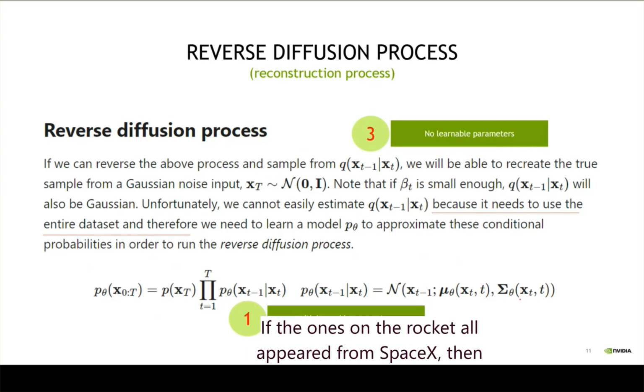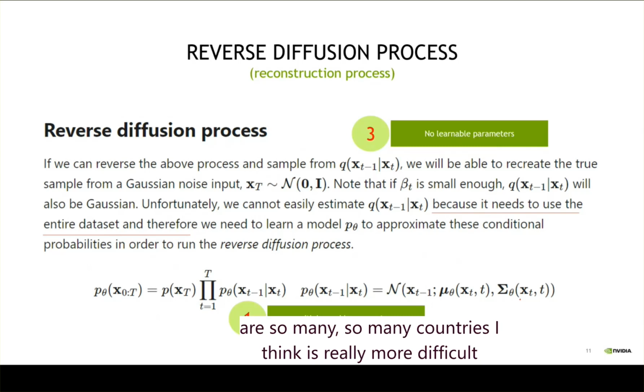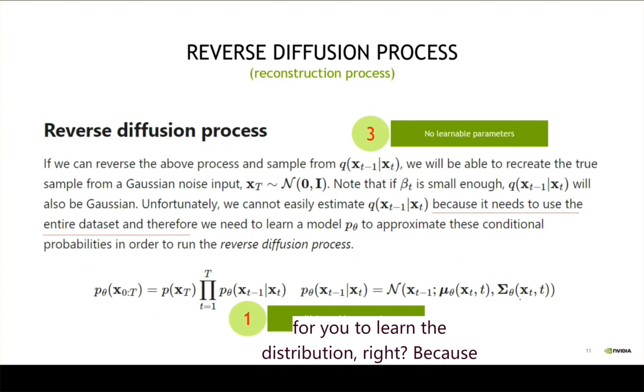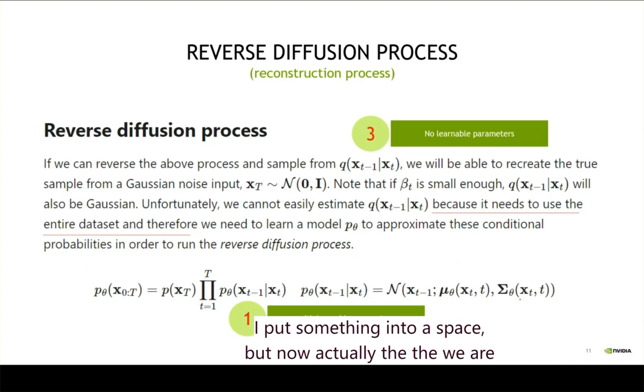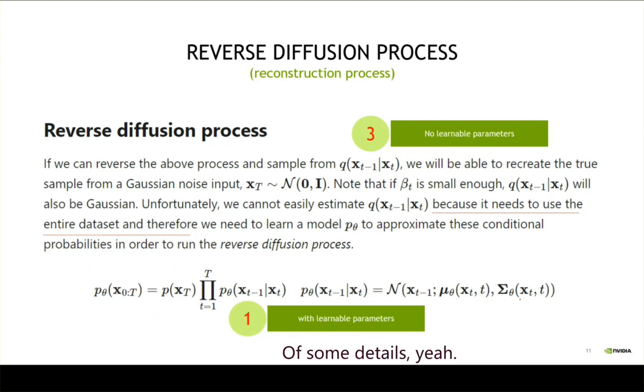If the 1,000 rockets are all built by SpaceX, then it's actually easier for us to learn. But if the 1,000 rockets are from different countries, from China, the US, Russia, so many countries, I think it's really more difficult for you to learn the distribution, right? Because it's not only one company now, it's different regions where people are thinking in different ways. Even if the target is to put a satellite into space, the ways are totally different in some details.